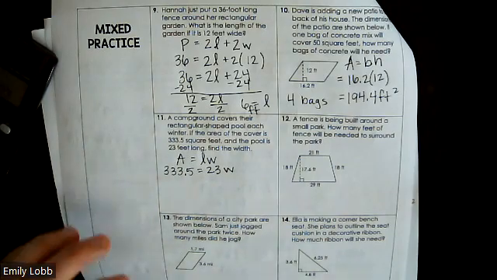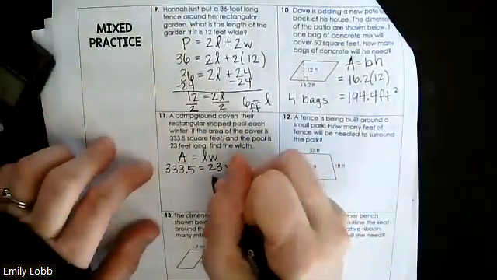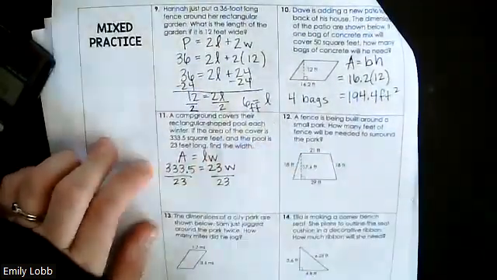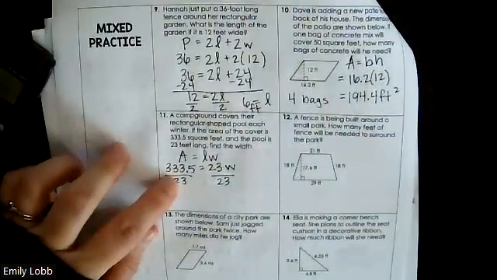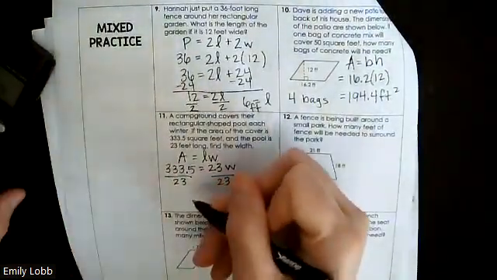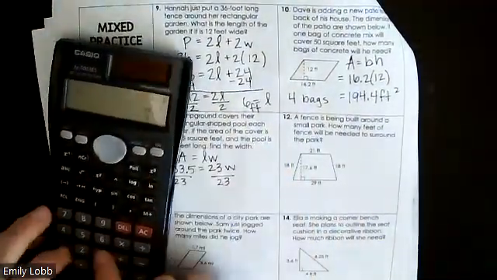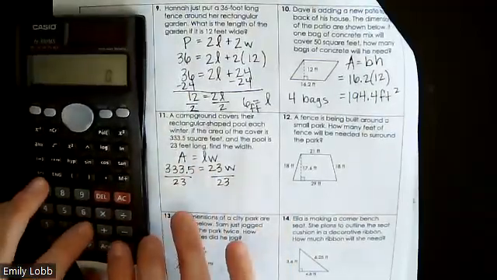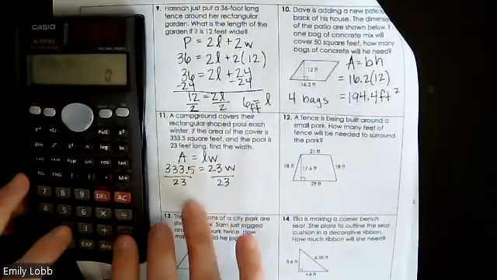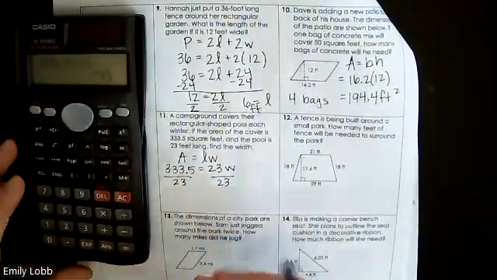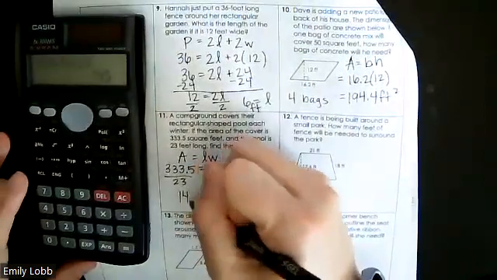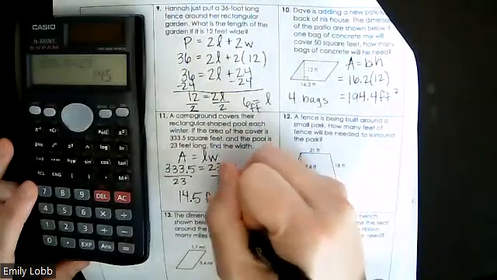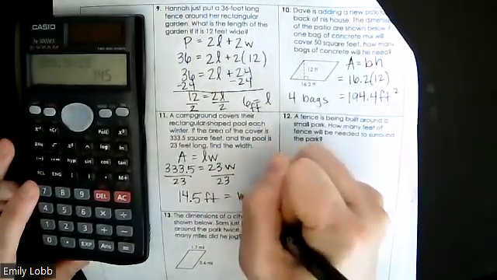I'm going to take 333.5 and divide it by 23. And that's fine. But you need to show that you're dividing it by 23. So you would at least show this work. I misspoke. 333.5 divided by 23 is 14.5 feet long. So that is equal to our width.